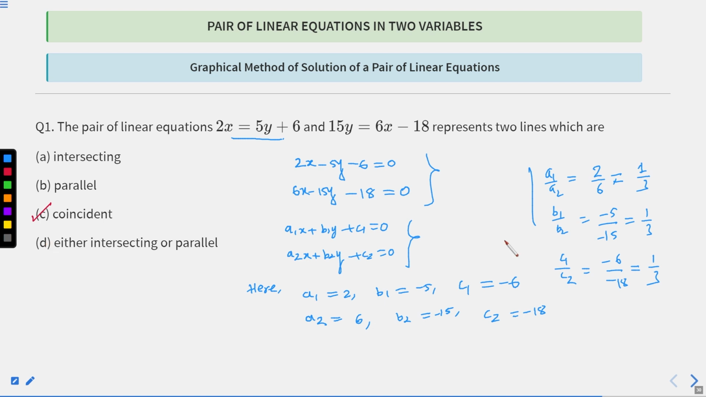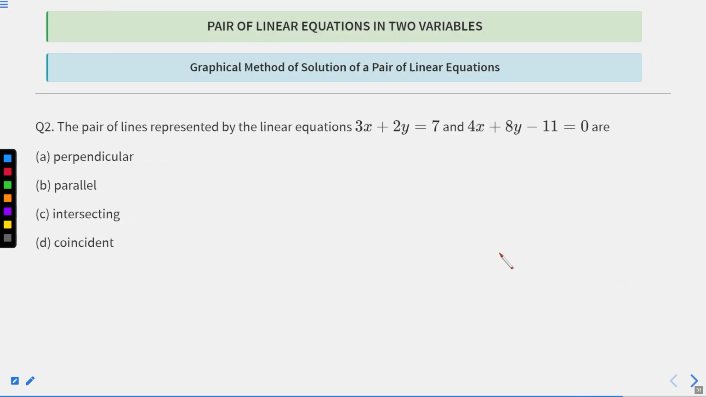Okay, so for this question, option C is the correct answer. Now let us move to question number 2. In question number 2, we have the pair of linear equations 3x plus 2y equal to 7 and 4x plus 8y minus 11 equal to 0. Here we have to check whether the pair of linear equations is perpendicular, parallel, intersecting or coincident. Among these four options, we have to check which option is correct.